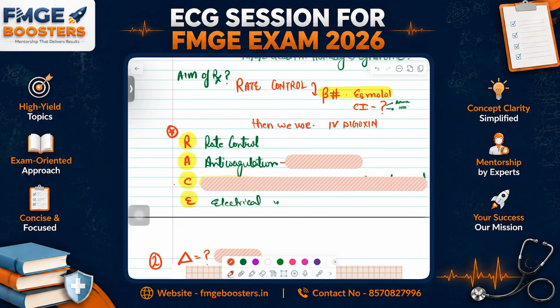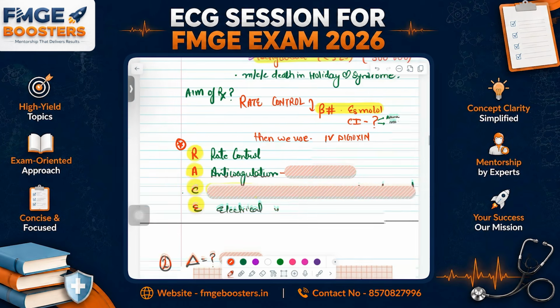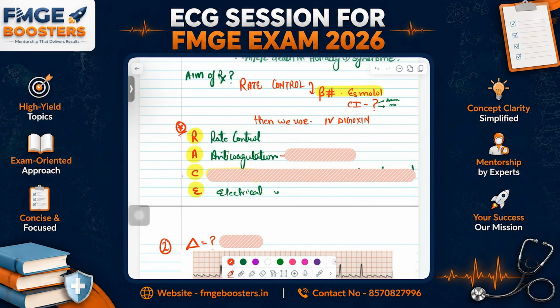Now, this is the mnemonic you have to remember. I'm just revising quick medications because a lot of you asked for it. The treatment for atrial fibrillation is RACE: rate control, anticoagulation, cardioversion, which is chemical cardioversion, and electrical cardioversion, which we talked about.